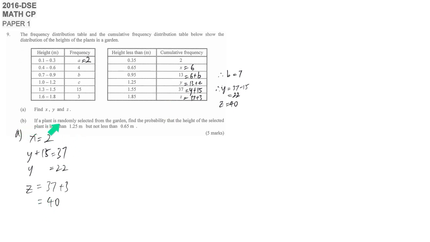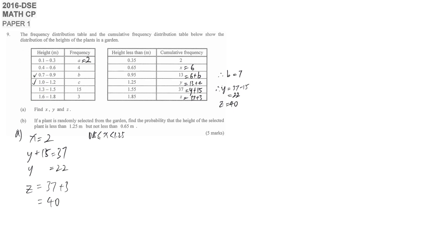And then part b. If a plant is randomly selected from the garden, find the probability that the height of the selected plant is less than this, but not less than this. That means between 0.65 to 1.25. So we search which groups of data fulfill our requirement. Larger than 0.65, that means the third group, we count it. The fourth group, we count it also. But the fifth group, 1.3, is already too high. So that's why we just count these 2 groups.